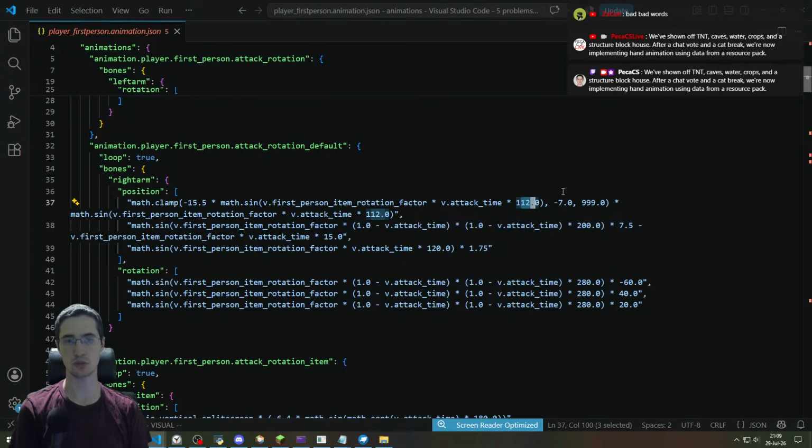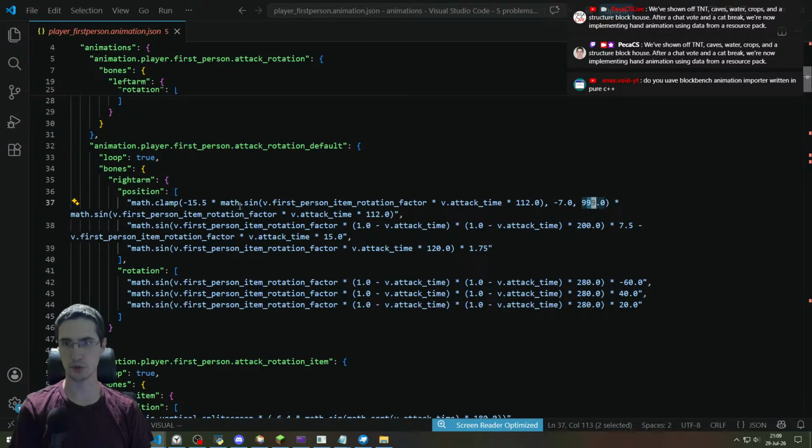They clamp it between -7 and almost 1000. So they multiply sine with sine. That's it. That's for the X. For the Y, they multiply sine. No, they just have sine minus some other stuff. And for the Z, they have a sine. And for rotation, they just use sine.